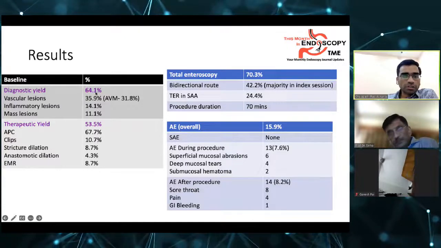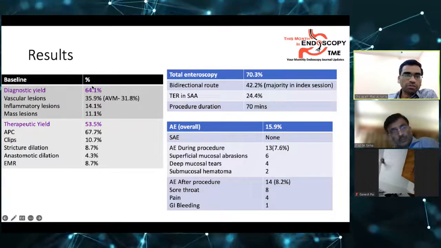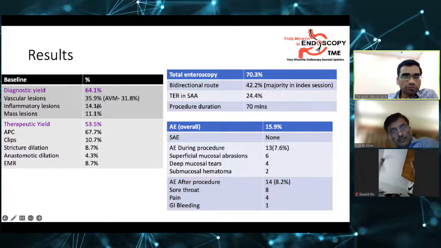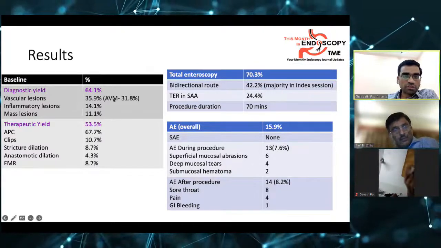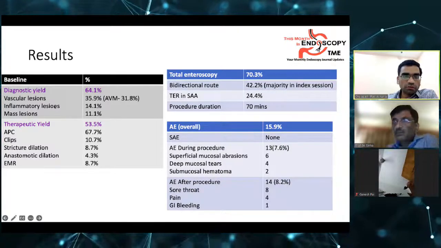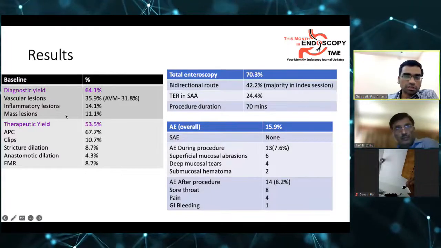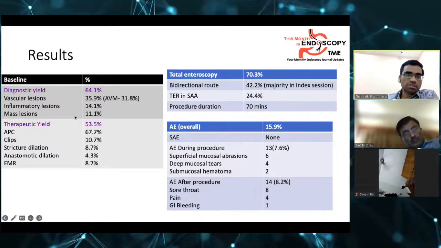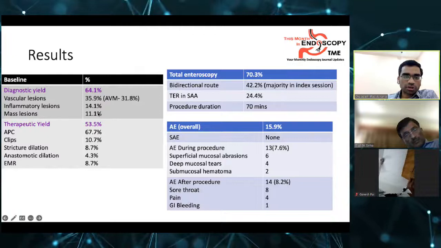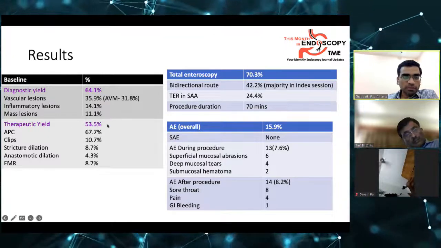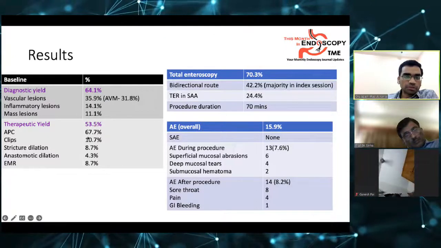So coming to the diagnostic yield, around 64% is the diagnostic yield. Around 1/3 of patients had vascular lesions, predominantly AV malformations. Around 14% were inflammatory lesions like ulcers or strictures. Mass lesions like polyps or tumors were noted in around 11% of patients. Therapeutic yield was noted in 53.5%.